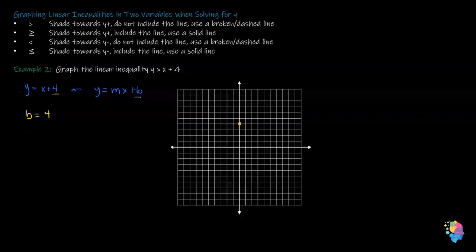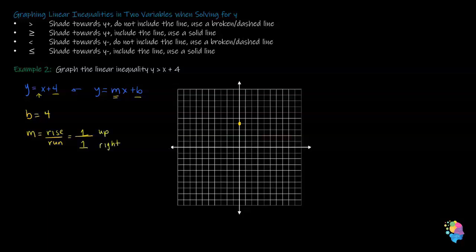From there, we use the slope to find our next point. So the slope represents rise over run. In this case, the slope is this value in front of the x, which is 1, even though we don't see it. Since I need a rise over run, and this one is a whole number, I'm going to place it over 1. So then I have a rise of 1 and a run of 1. So I'm going to go 1 up and 1 to the right because they're both positives.